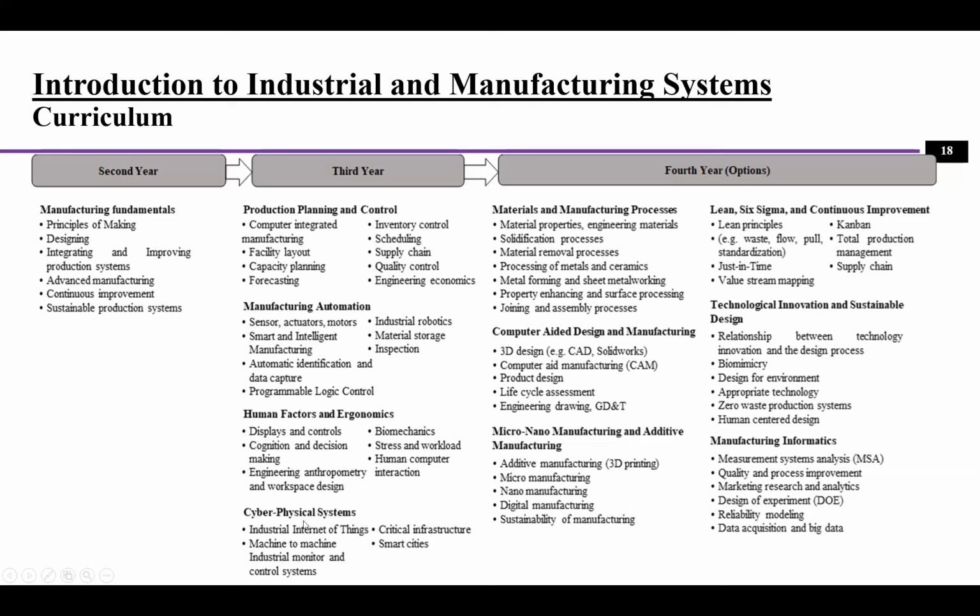Another component is cyber physical systems. It includes some Internet of Things applied to manufacturing systems, machine to machine, industrial monitoring systems as well, and also critical infrastructure and smart cities. We'll also talk about blockchain system technology here as well. So those are the two major courses at the sector level.